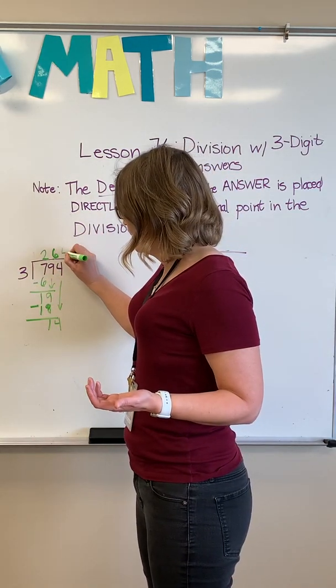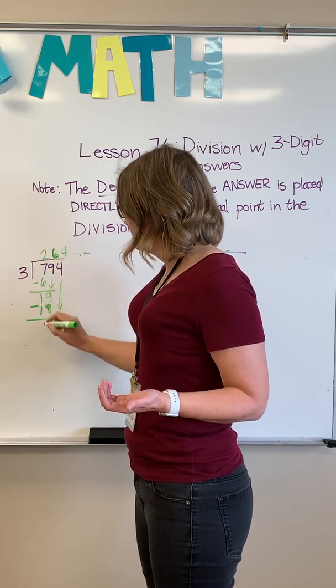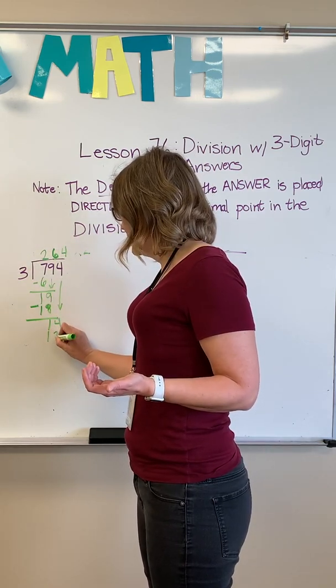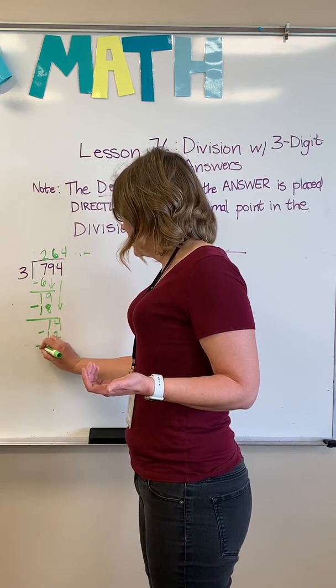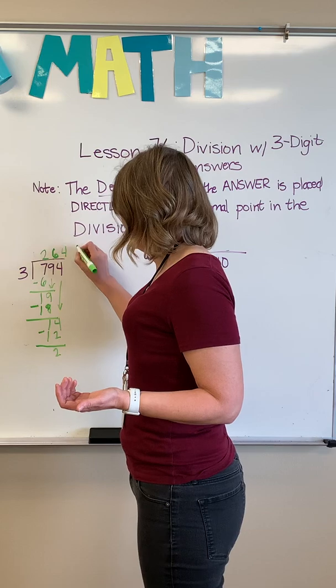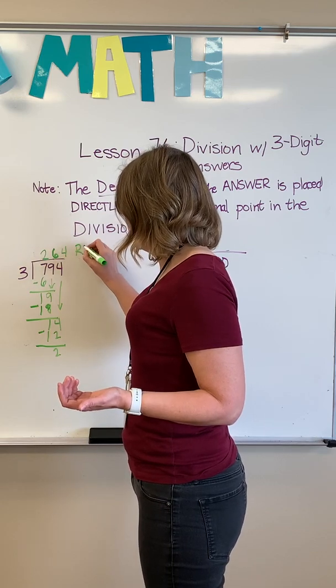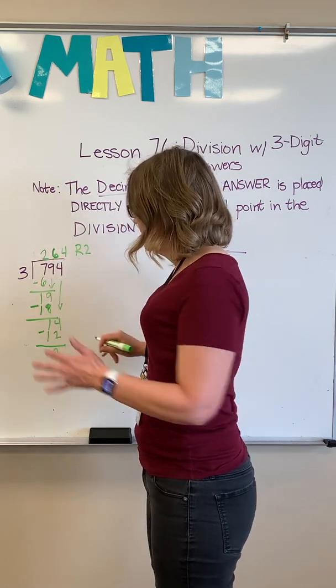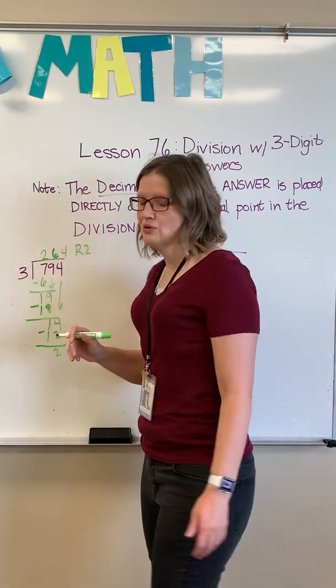3 times 4 is 12. I do the multiplication, then I do the subtraction, and I get 2. And my remainder here is going to be remainder 2. I've used all of my digits in my division box, and we're good to go.